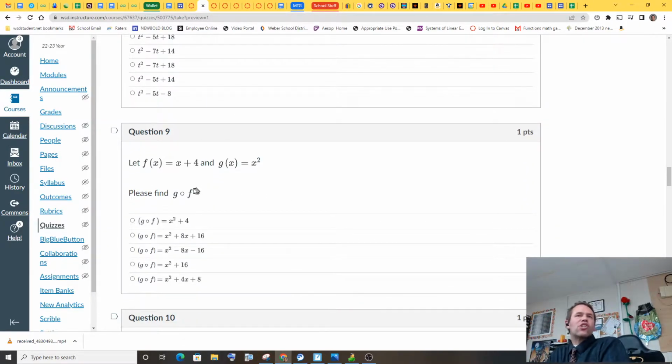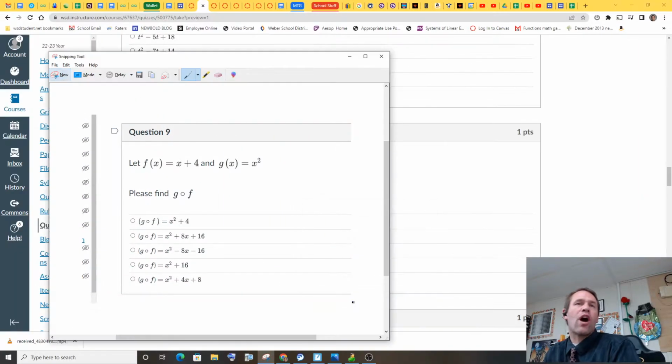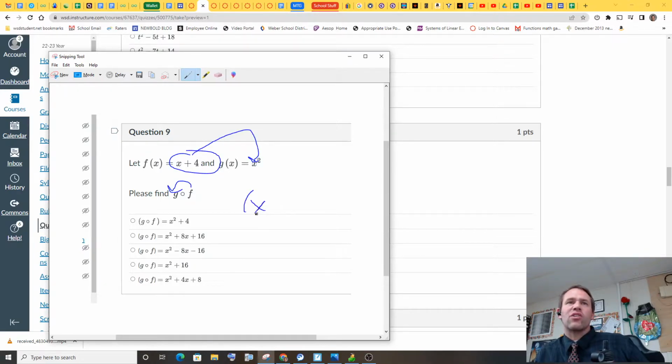Okay, so then here's a new symbol, g of f. And what g of f means is it means to do a composition. And so composition means to take f and plug it into g. So we take x plus 4 and we plug it in there for x. So all you're basically going to do is x plus 4 all squared.